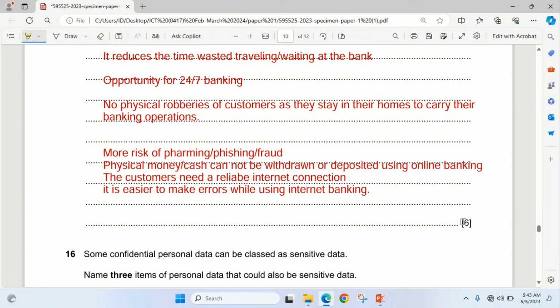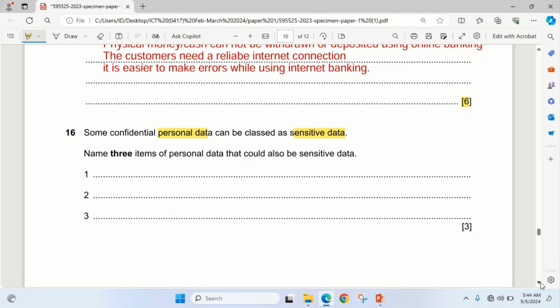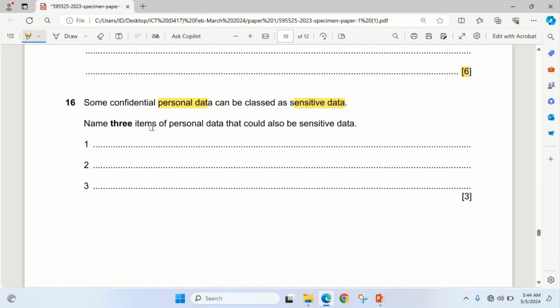Then the next question is some confidential personal data, you can see that, can be classed as sensitive data. Name 3 items of personal data that could also be sensitive. They are personal data, but they are more sensitive, because having access to those data is like you have had access to everything about the victim. So what are those? Name the 3 items.